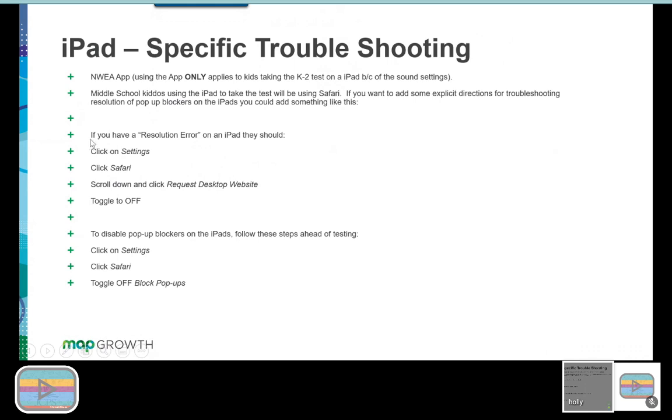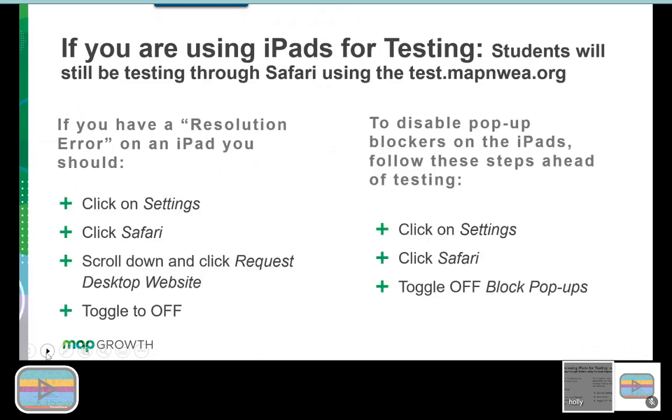If you have a resolution error, you go to the settings section, click on Safari, click request desktop website and toggle to off. To disable pop-up blockers, settings, Safari, toggle, block pop-ups. Knowing those things in advance, doing those things in advance when you're going to the practice test, all are gonna make for a successful testing event.